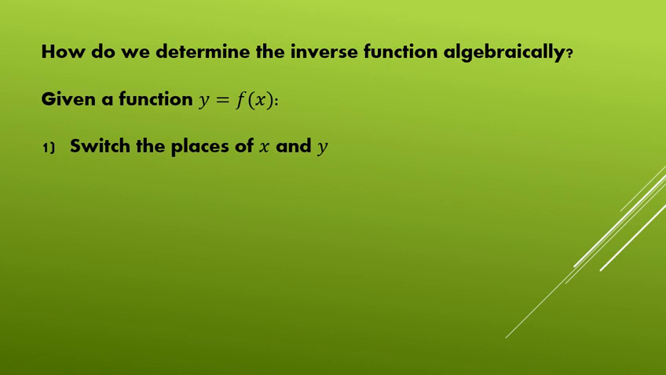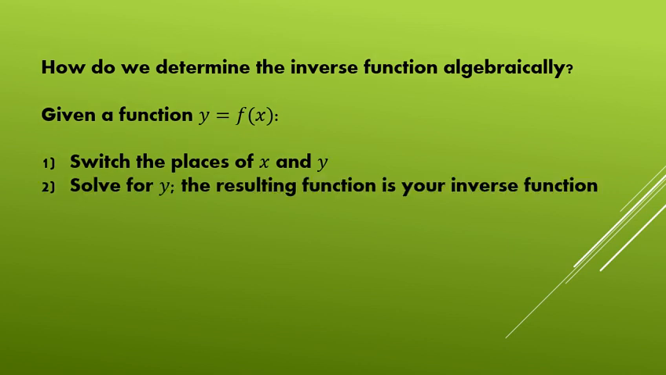If you're given a function y equals f of x, first thing you're going to do is switch the places of x and y. Wherever you had a y, you now put an x there. Wherever you had an x, you now put a y there. Then, here's where all the work happens. You now solve for y. You get y all by itself on one side. When you've done that, the resulting function you get that just has the x's, that is your inverse function.